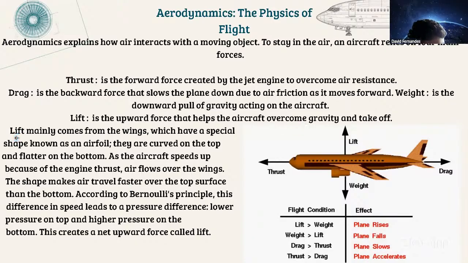Lift mainly comes from the wings, which have a special shape known as an airfoil. They are curved on the top and flatter on the bottom. As the aircraft speeds up, because of the engine thrust, air flows over the wings. The shape makes air travel faster over the top surface than the bottom. According to Bernoulli's principle, this difference in speed leads to a pressure difference, lower pressure on top and higher pressure on the bottom. This creates a net upward force called lift.